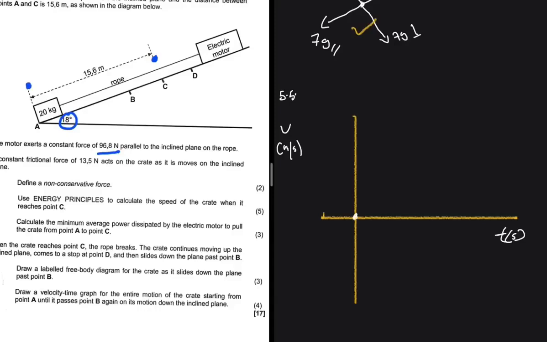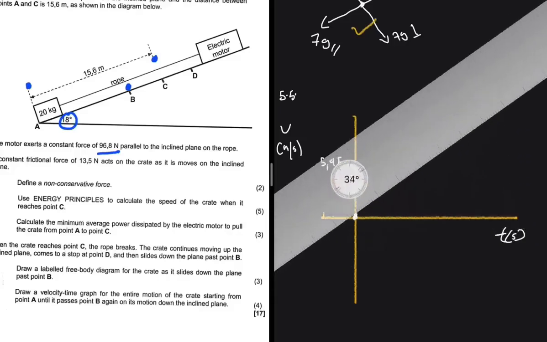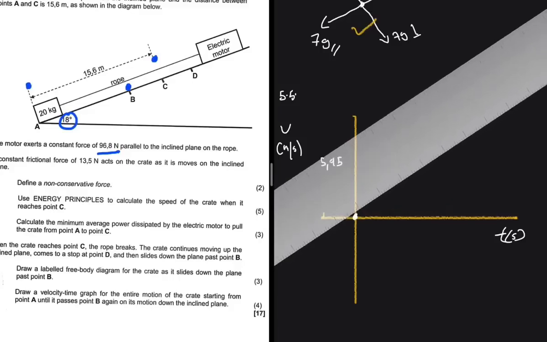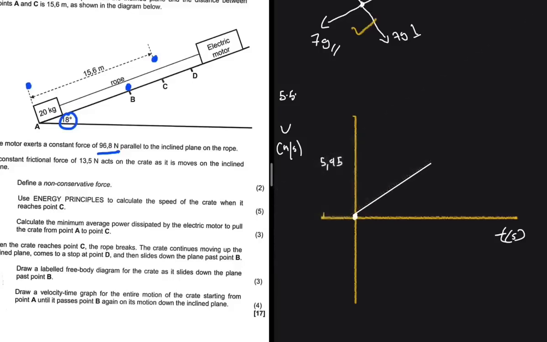And then at point B, not at point B, but at point C, we have a velocity of 5.95 meters per second. So let's write 5.95 here. And then, right, let's have our VT graph. There we go, 5.95. And then what happens after we reach a velocity of 5.95?